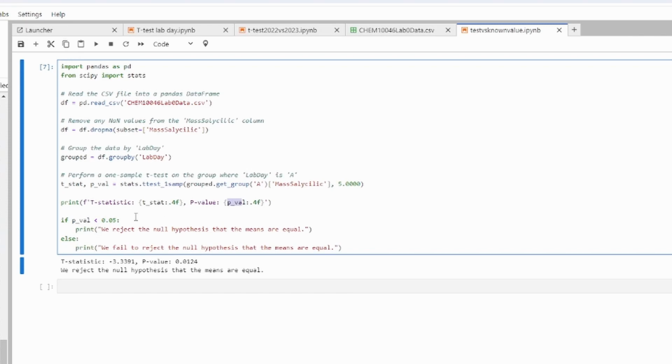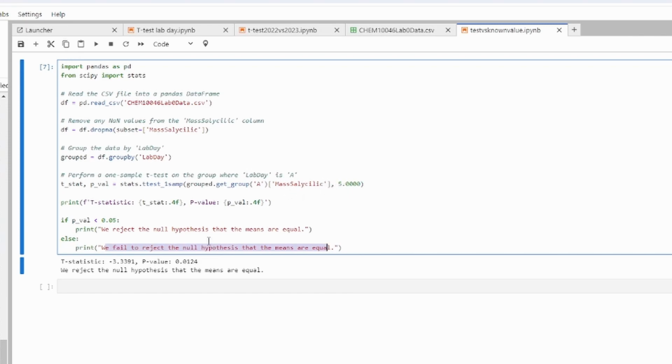This is a two-sided. And so if we wanted to have it as a one-sided, we would divide the p-value by 2. Anyway, it's a two-sided one. And so if our value is less than 0.05, then we reject the null hypothesis. Otherwise, if it's greater than 0.05, then we're going to say they're equal. And the hope is that everyone who weighs out this stuff is going to weigh around 5 grams.